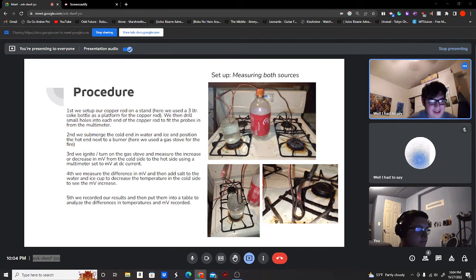And then third, we tied the wires. It's hard to see, but you can see the red wire, which is the cold side, and then our black wire, which is for our hot side, which is the negative side. And then for our fourth step, we measured the millivolts and recorded temperatures. And for our fifth step, we analyzed the results and recorded them in the table.